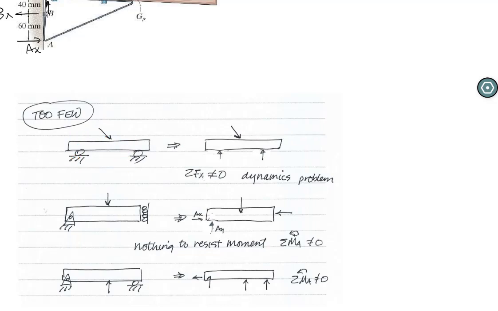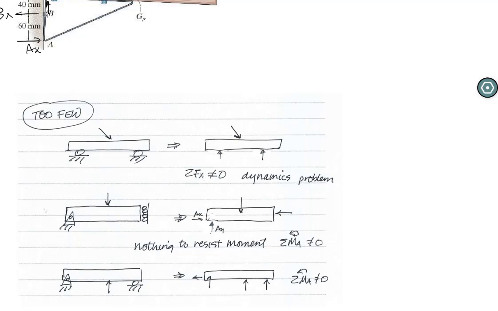If the sum of the forces does not equal zero, that's too few constraints. If you have something with a pin here and some sort of a roller on the side here, and they push down on it, it's going to tend to rotate. So there's nothing to resist the moment, and so that doesn't work.